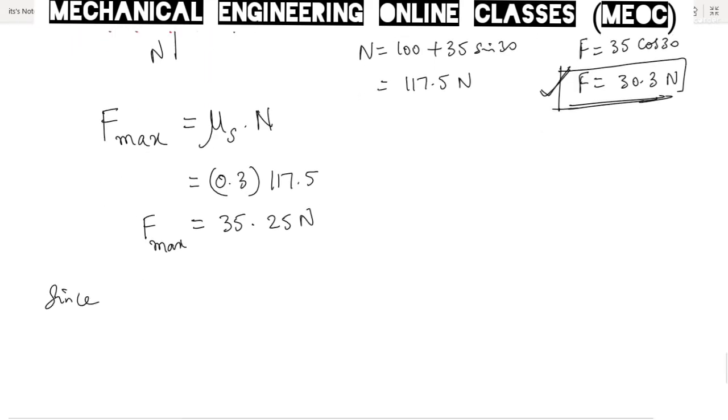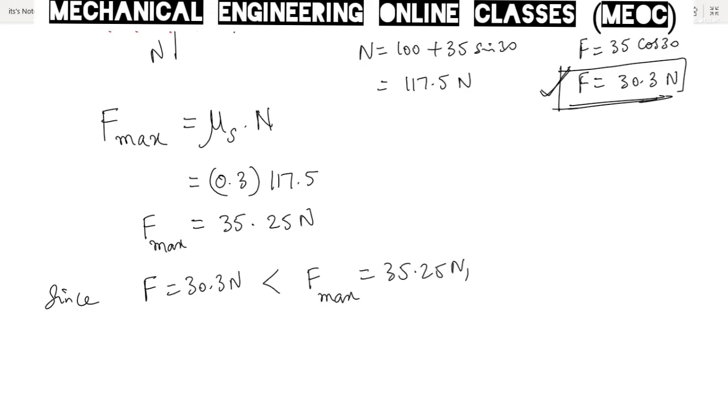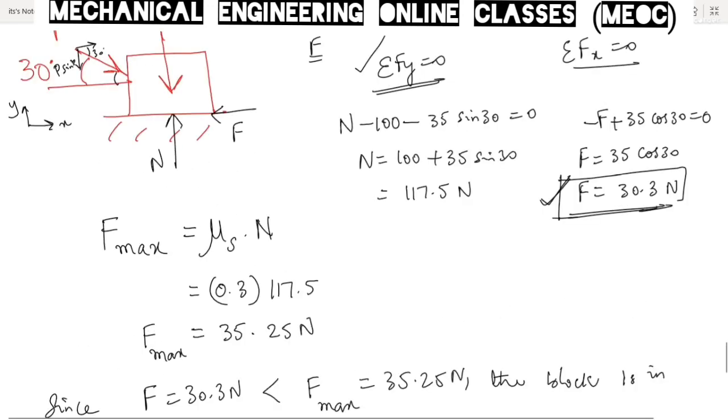Since F, which is 30.3 Newton, is less than the limiting equilibrium friction, which is 35.25 Newton, and since the question is to find the friction that is developed on the block when P is 35 Newton, means for a given 35 Newton of P, the friction that is developed is 30.3 only.